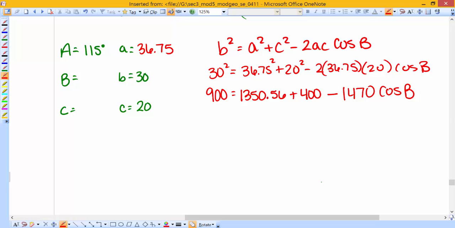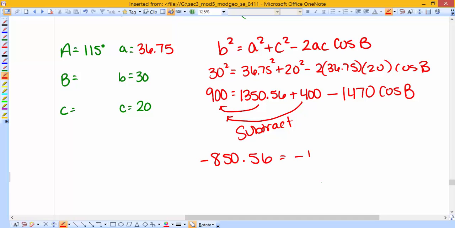You're solving for B. So I must move these two things over. So I'm going to just use my calculator for that. It's 900. So we're going to subtract these. It's 900 minus 1350.56 minus 400. So I end up with negative 850.56 equals negative 1470 cosine of B. Now here's where the mistake happens.